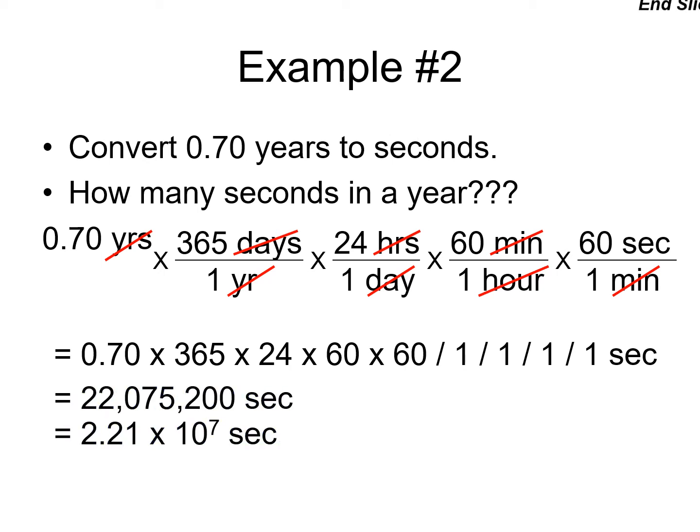Plug it in, we get 22,075,200 seconds. Now convert this to scientific notation, and we see that it's 2.21 times 10 to the 7th seconds. Now, I'm going to pause here for a second because this 2.21 times 10 to the 7th is actually incorrect. Technically speaking, this should only be 2.2 because what we started with was a measurement with two significant figures.